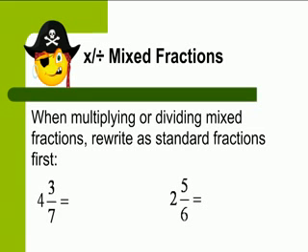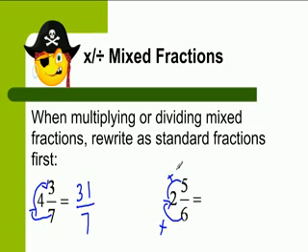Alright, when multiplying mixed fractions, you need to rewrite them as standard fractions. So we need to put these as where the bigger number is over the smaller number. So what you do is you do 7 times 4 is 28, and then 28 plus 3 is 31. So this equals 31 over 7. So 6 times 2 is 12, and then 12 plus 5 is 17 over 6. So we need to make sure that they are in an improper fraction here.